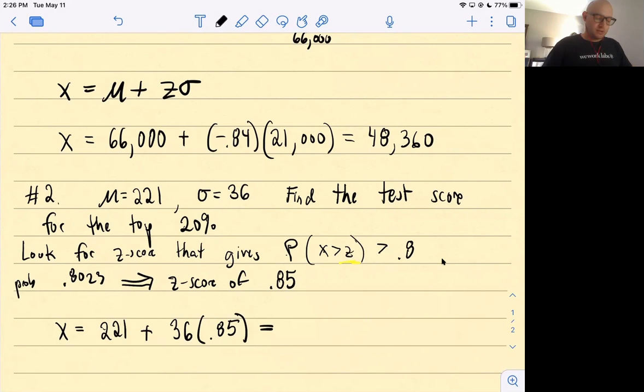Let's see here. 221 plus 36 times 0.85. Or you could definitely use 0.84 instead if you want. So I got 251.6. So if you're over that score, you're going to be in the top 20%.